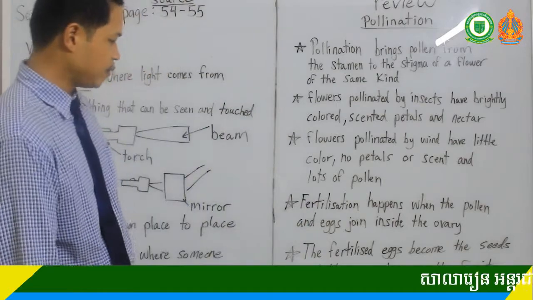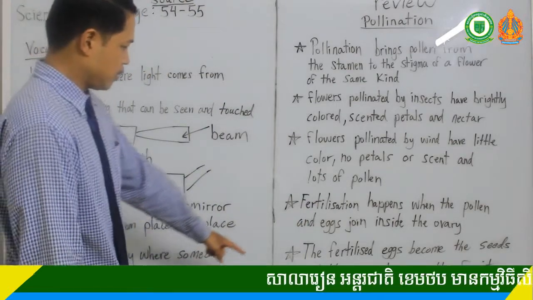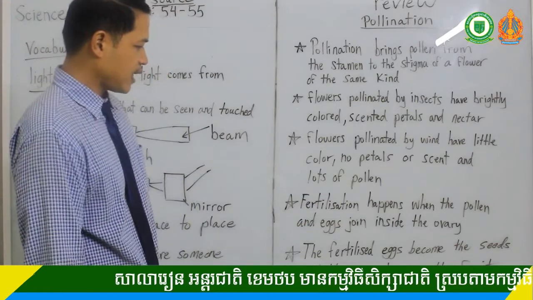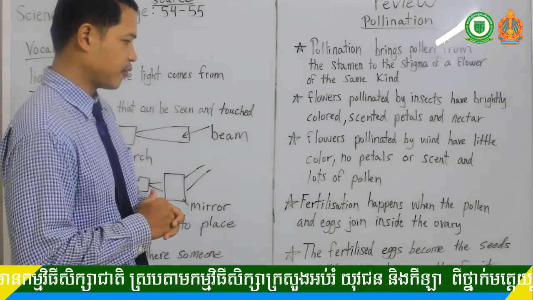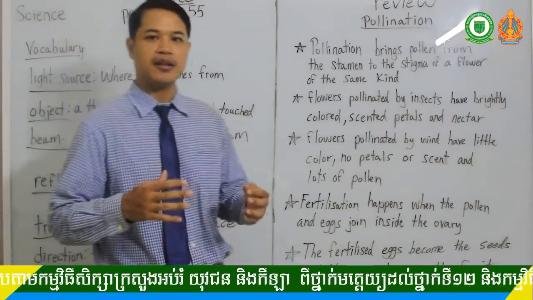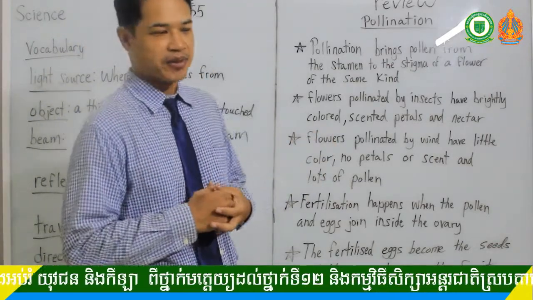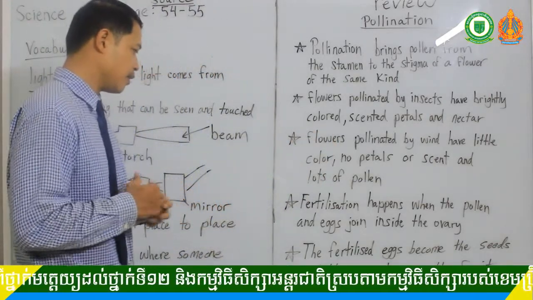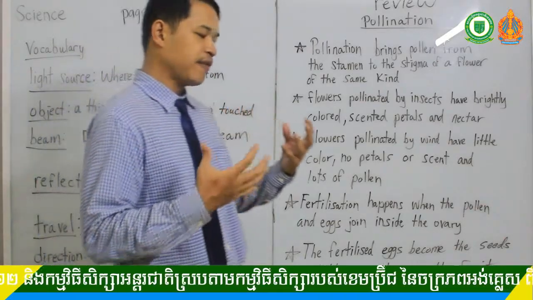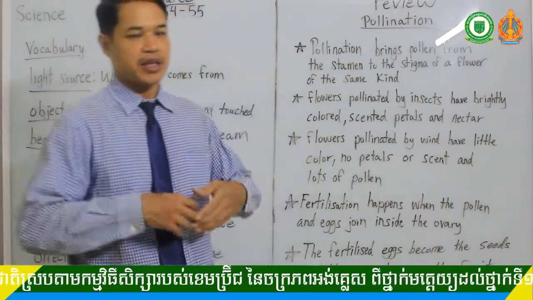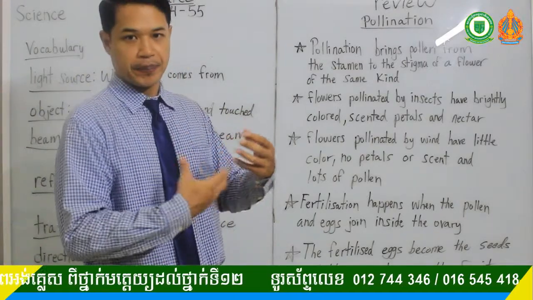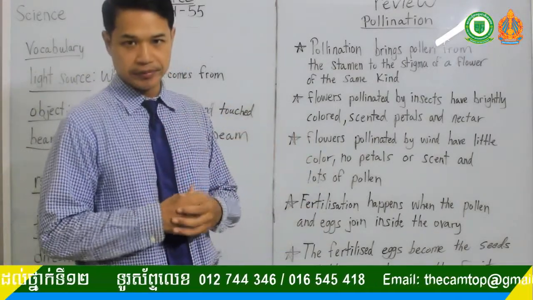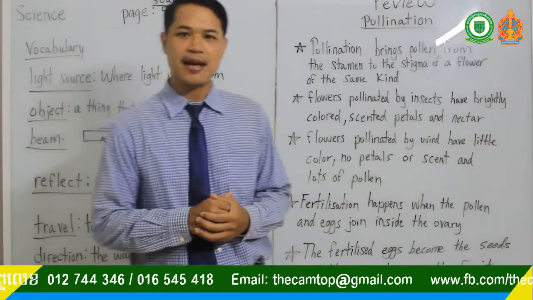Okay, so last key point. The fertilized eggs become the seeds, and the ovary becomes the fruit. So this is where the magic happens. Okay, so the fertilized eggs become the seeds. Okay, and then the ovary becomes the fruit. Okay, so that's where the magic happens.